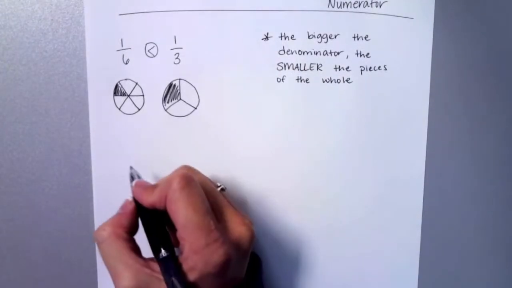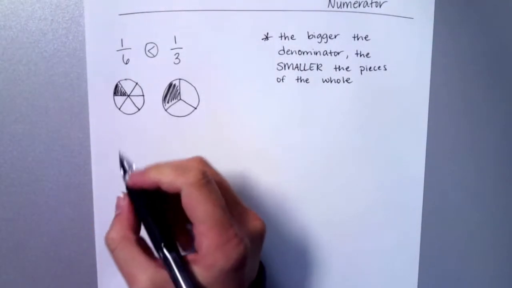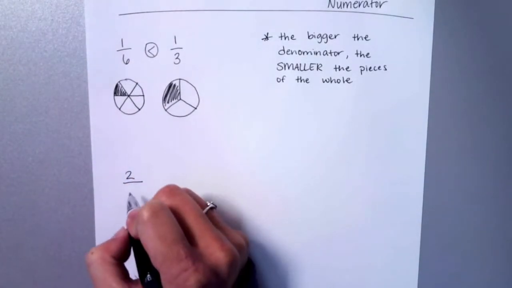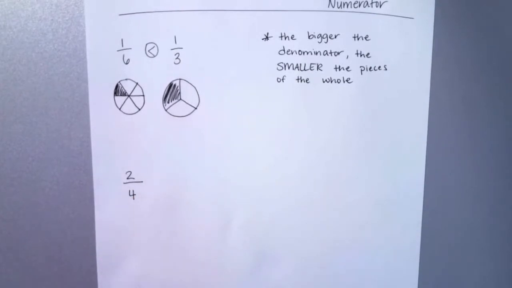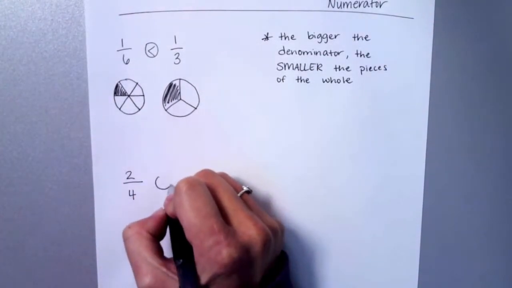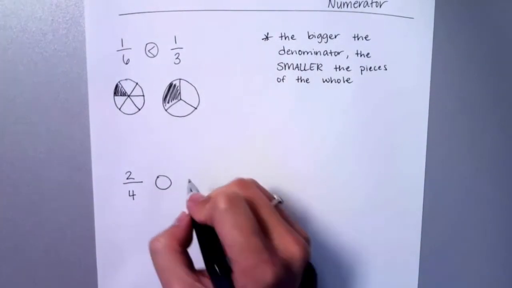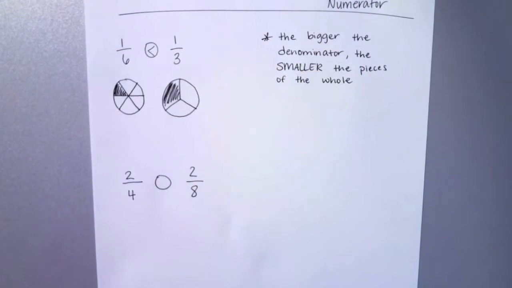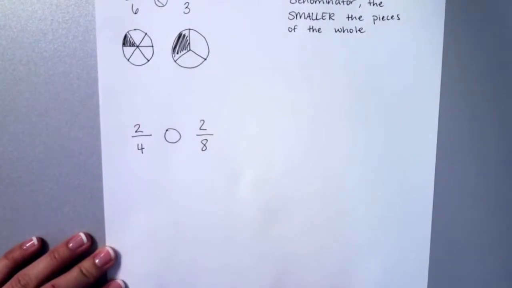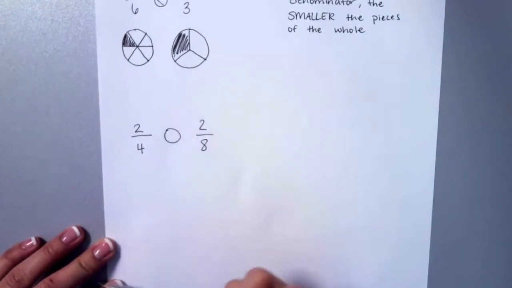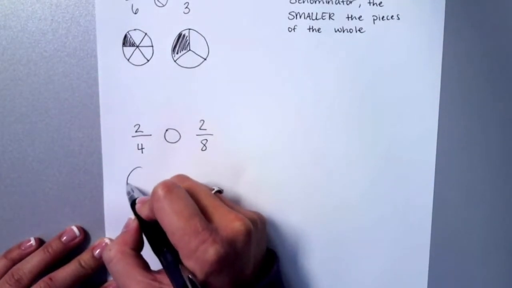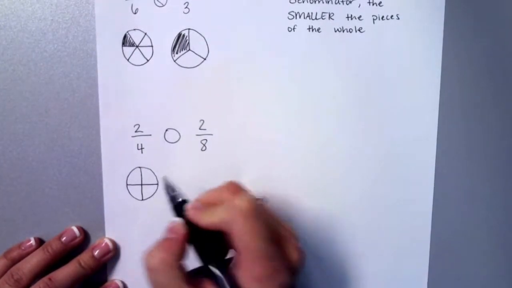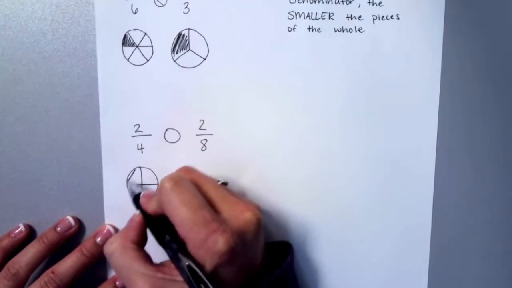Let's say we have the fraction 2/4 is greater than, less than, or equal to 2/8. Let's just look at this. So, just like up here, I'm going to draw a picture. I'm going to use a circle. And over here, I'm going to have it divided into fourths. And I'm going to color in 2 of those fourths.